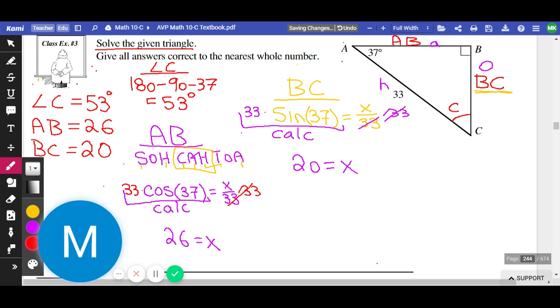I now have solved this entire triangle. I know every angle and I know every side length. And I've organized it nicely over here. It's only a quick lesson. It's just knowing what to look for and knowing when to use which strategy. That's all we did.